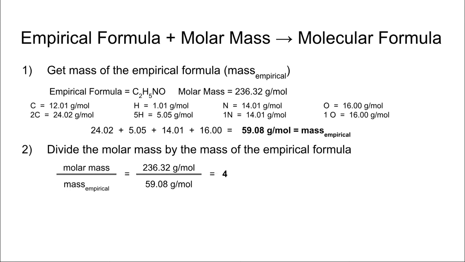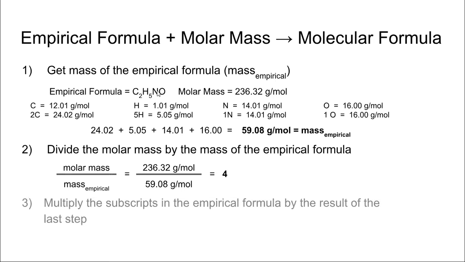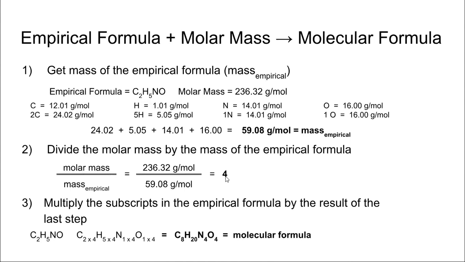So here I have 4. This tells me that there are 4 of these empirical formulas inside that total molecular formula. So multiply all these subscripts by the number 4. Shazam, take my empirical formula, multiply everything by 4, and now I have the molecular formula. This tells me that there are 4 of these units in the overall molecular formula.